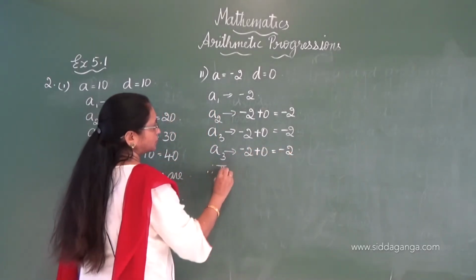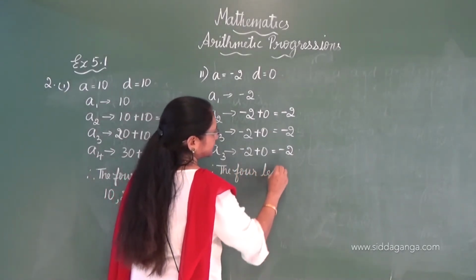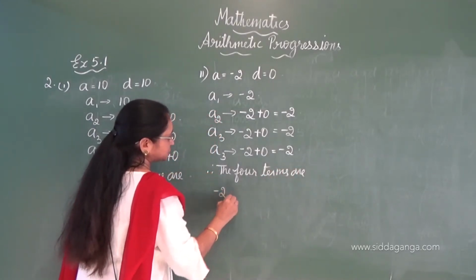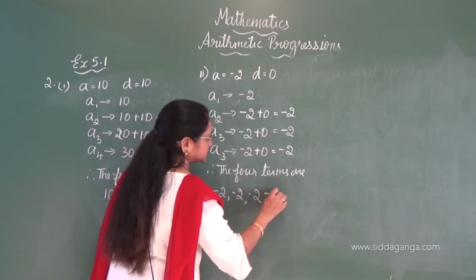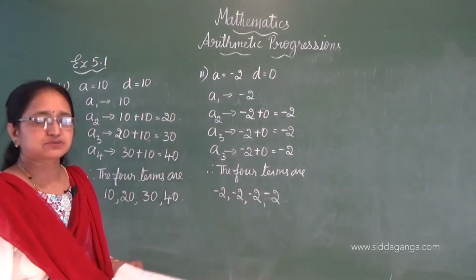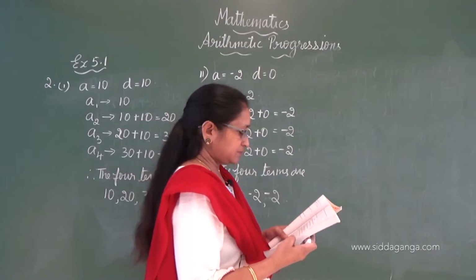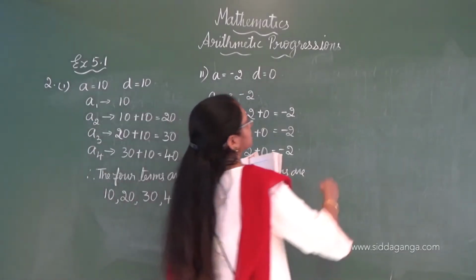Therefore the 4 terms are minus 2, minus 2, minus 2, minus 2. They have asked only for 4 terms. You write the 4 terms. Next one, I will do the fourth one.